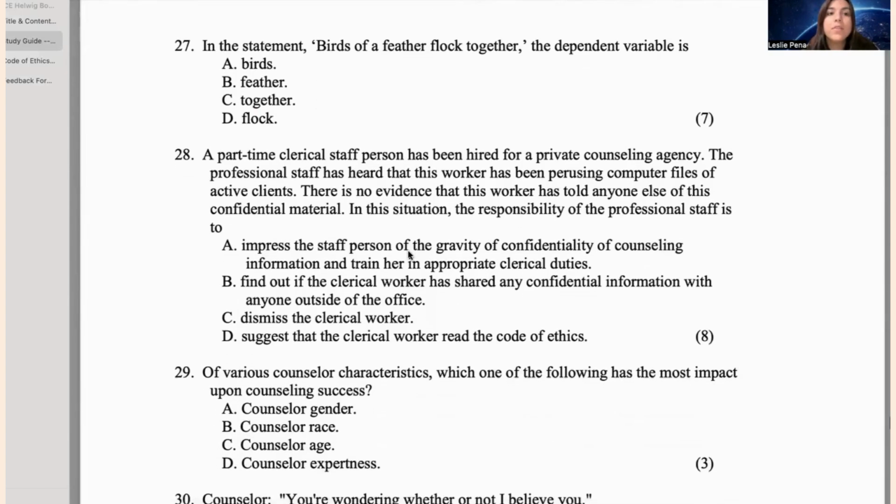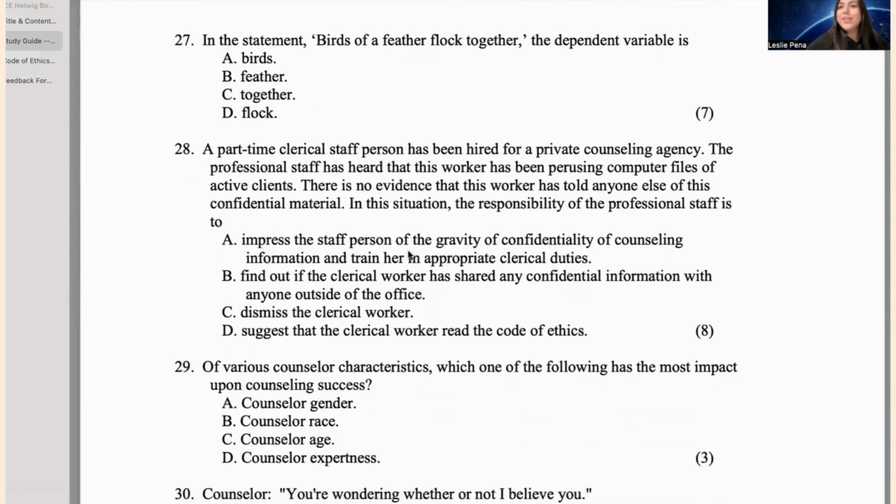Okay, 28. We're doing great, guys. We've made some progress. I'm still debating if I want to do all 50 questions, but we'll see.